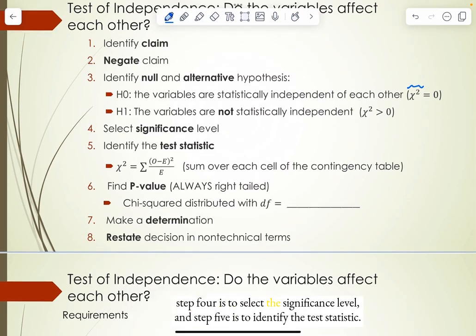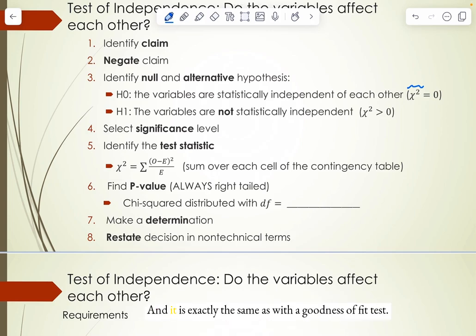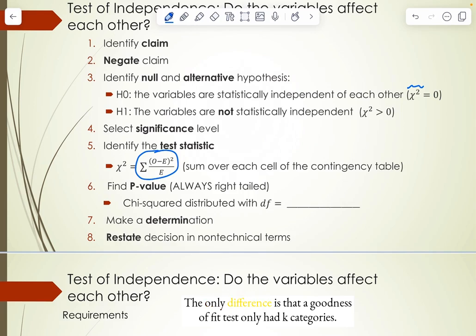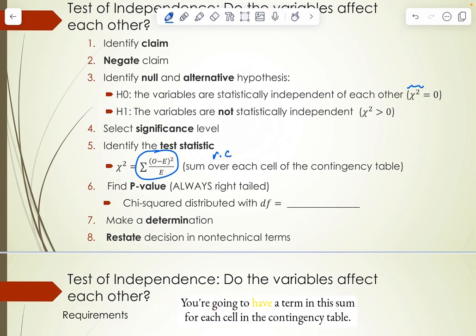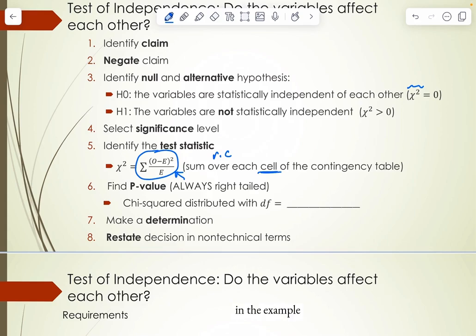Step 4 is to select the significance level, and step 5 is to identify the test statistic. It is exactly the same as with a goodness of fit test. The only difference is that a goodness of fit test only had K categories. This one is going to have R times C categories. You're going to have a term in this sum for each cell in the contingency table. Okay. That will be clear in the example.